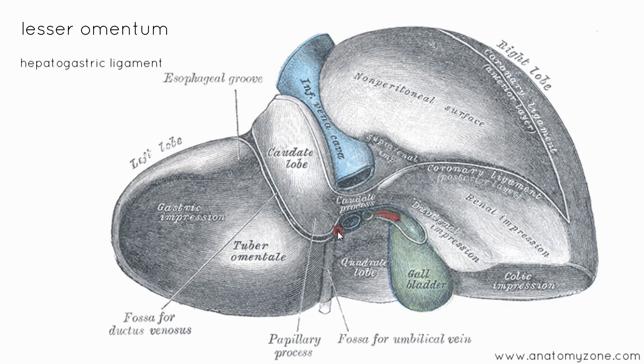And the lateral part is called the hepatoduodenal ligament. So hepato, liver, duodenal referring to duodenum. So this passes between the duodenum and the liver.